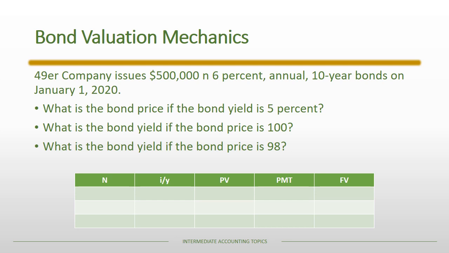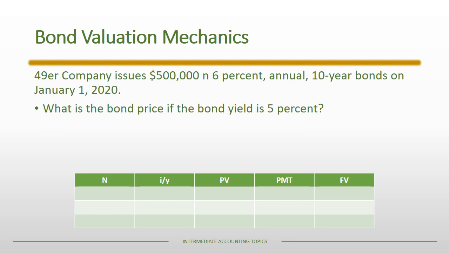Okay, so let's walk through an example to see how these things work themselves out. A company issues $500,000 in 6% annual 10-year bonds on January 1st, 2020, and we're going to walk through three different scenarios. What is the bond price if the yield is 5%? What is the bond yield if the price is 100? And what is the bond yield if the bond price is 98? We're just going to walk through each of these in turn.